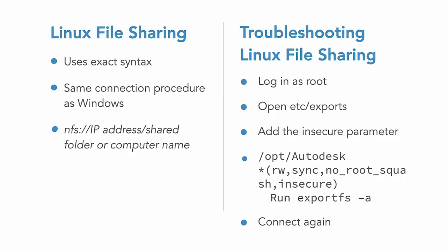You'll then get prompted for the username and password, and once you enter that, you can get access to those shared folders. Now, if you're having trouble connecting to Linux, you can log in as root and open the etc/exports file. And then you would add the insecure parameter to the line that defines the share that you're trying to access. Here's an example that you would change, and you can see the word insecure highlighted. That would be followed by the exportfs -a command, and then you would try to connect once again.